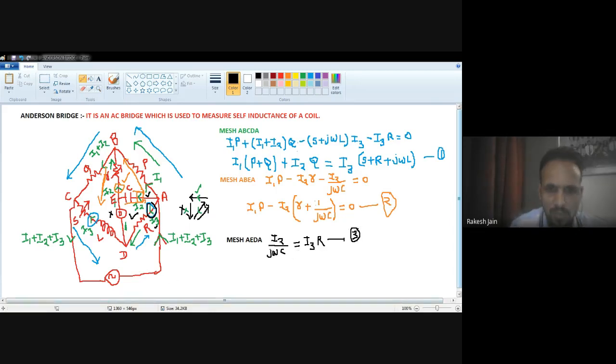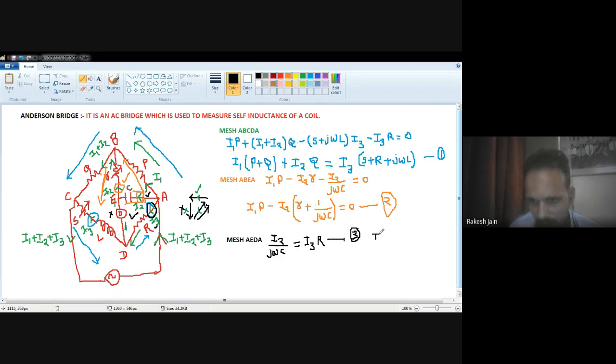So this one is my equation number 3, which shows that with the help of these three mesh analyses, I found the different mesh equations: equation number 1, equation number 2, that is I1 minus I2R plus 1 upon j omega C, and equation number 3. With equation number 3, I can find the value of I2 directly. So I2 is equal to j omega C I3R. So what is I2 from this equation?